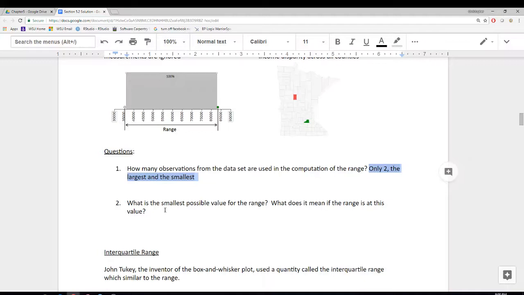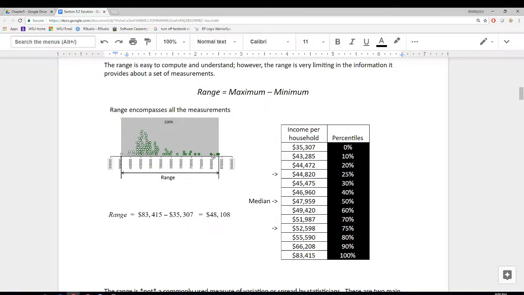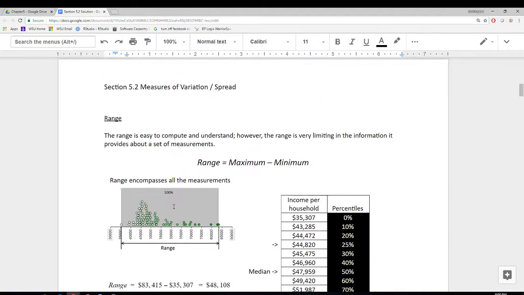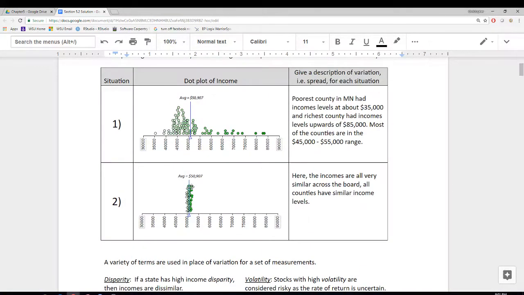What is the smallest possible value for the range? Okay, we didn't talk about that yet. Well, if the range, how small can the range be? Well, if the top measurement and the bottom measurement were the same, then that difference would be 0. So maybe let's look at that up here in this plot. The range in situation 2 here is going to be a lot smaller than the range in situation 1. In fact, the smallest possible value is going to be 0.